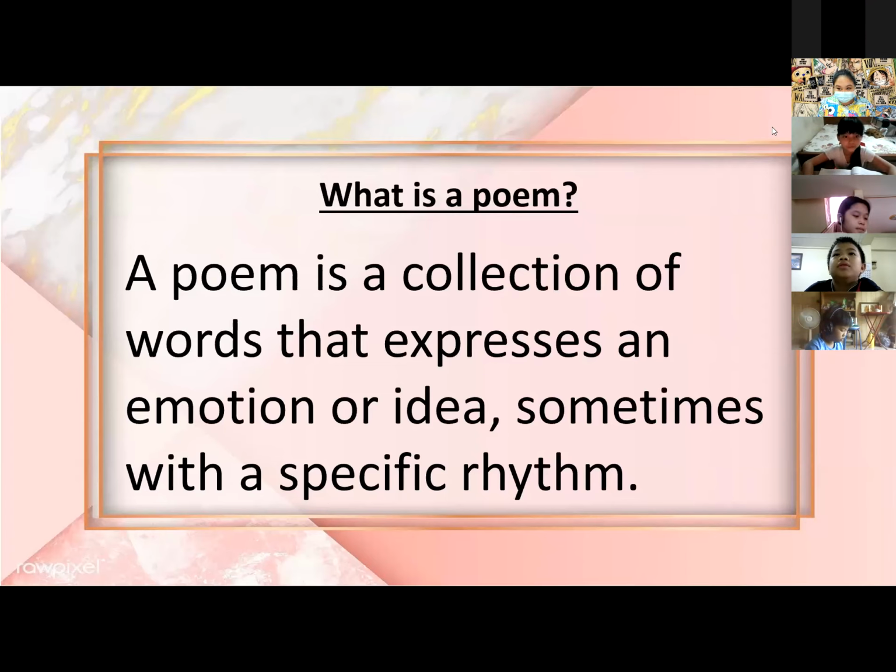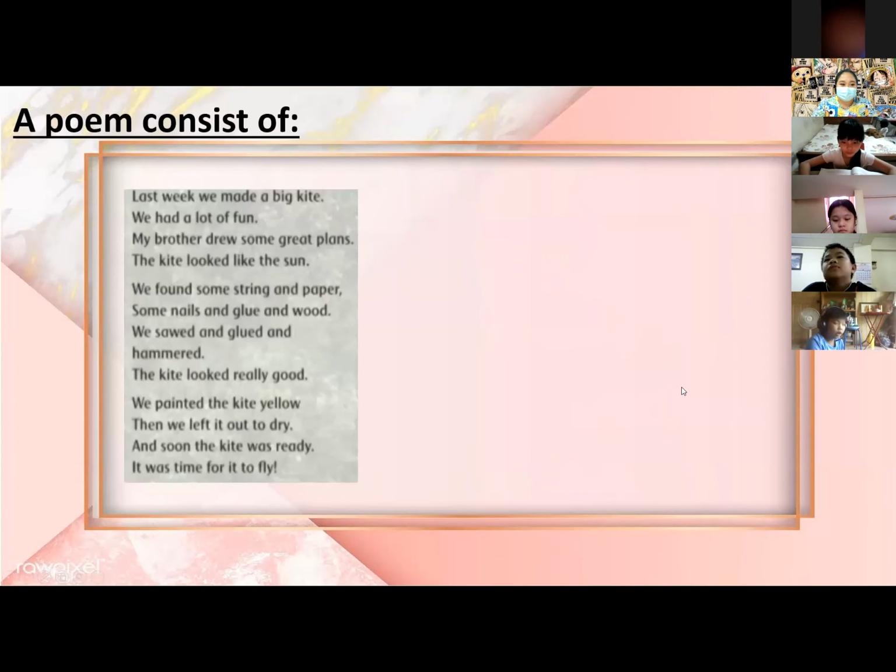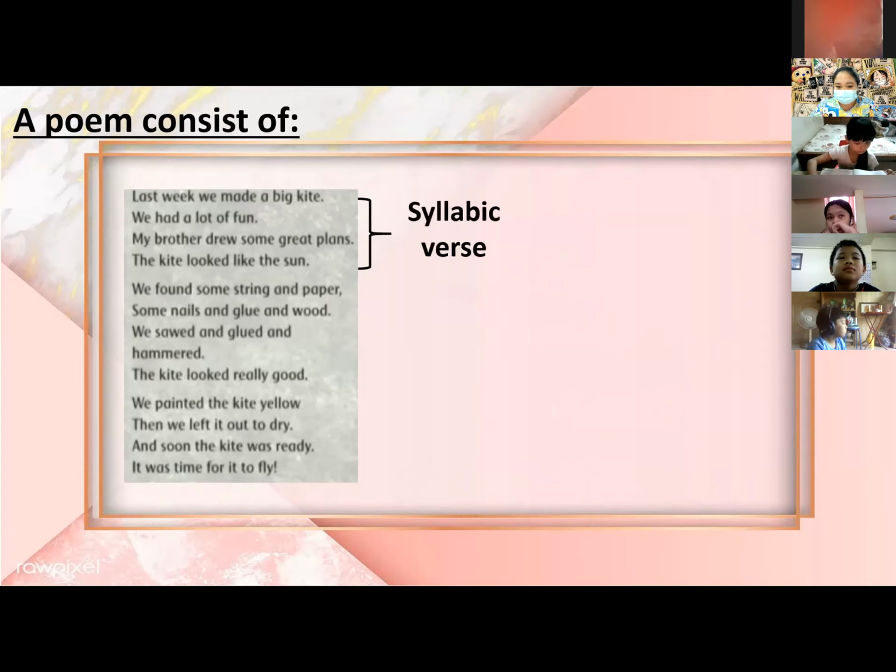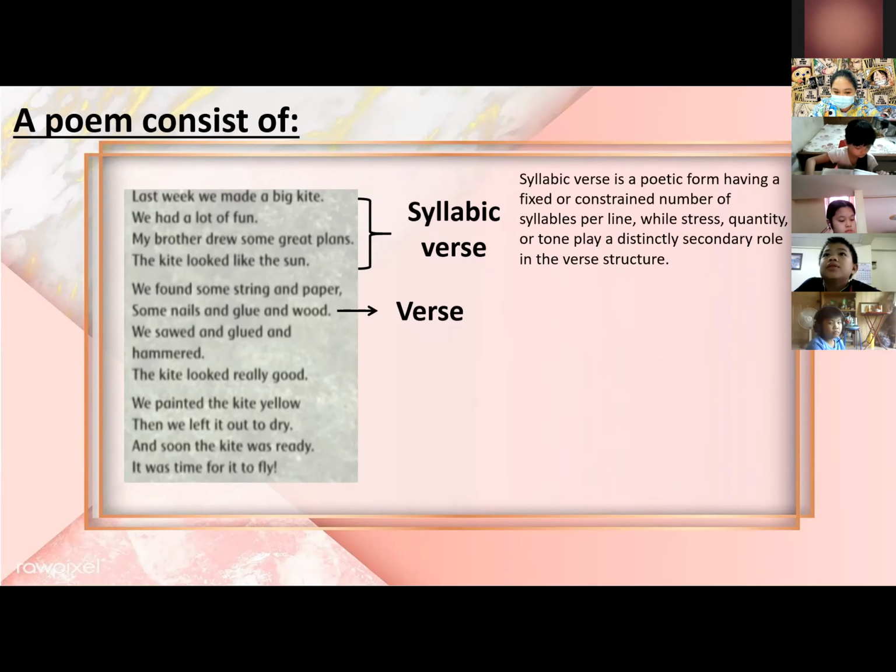A poem is a collection of words that expresses an emotion or idea, sometimes with a specific rhyme. Very good. A poem consists of what? It consists of syllabic verse. Another one is verse and stanza.